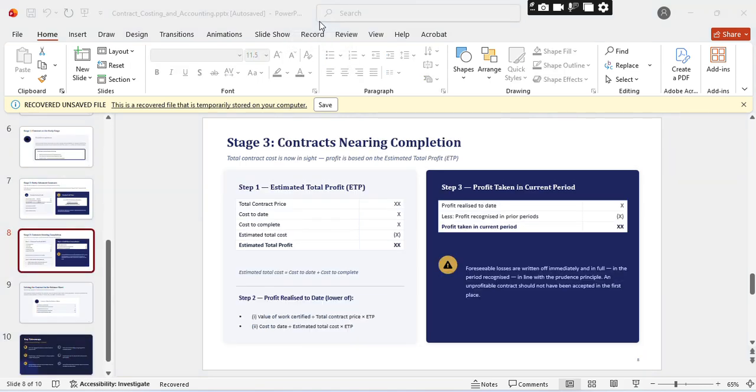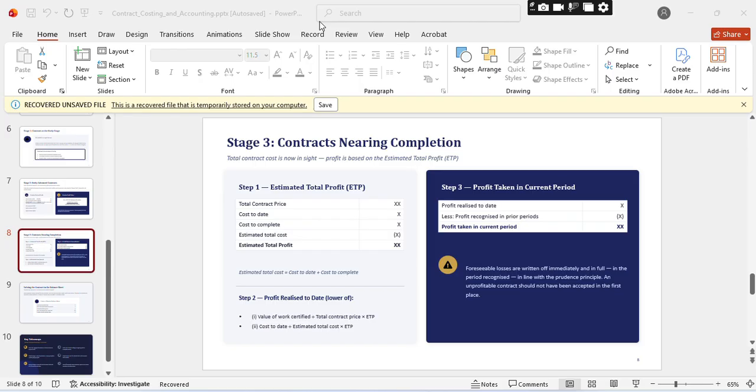So for stage 3, contract nearing completion. At this stage where the contract is nearing completion, the total contract cost is now in sight. We can see that we're almost in the process of finishing or completing the project. So this profit is based on what? On the estimated total profit.